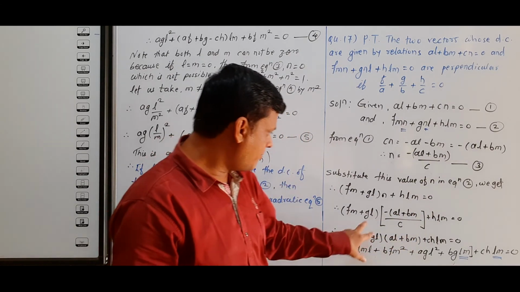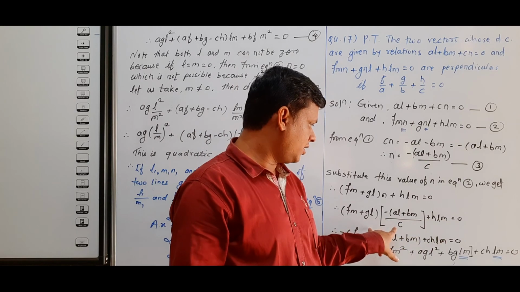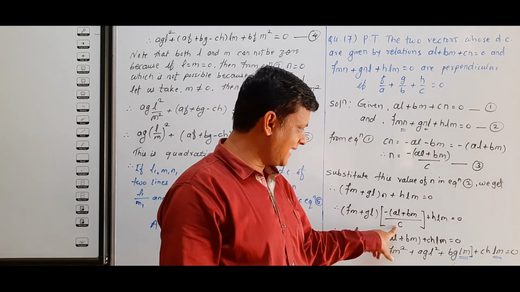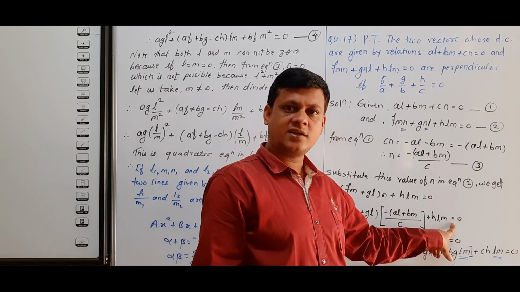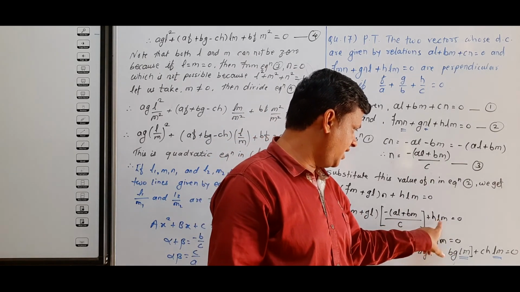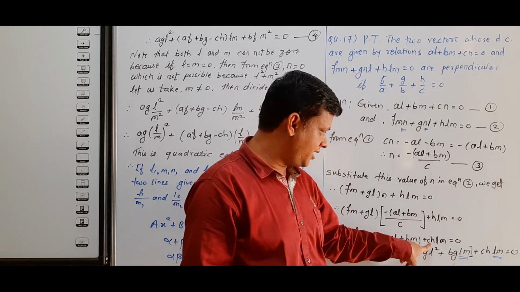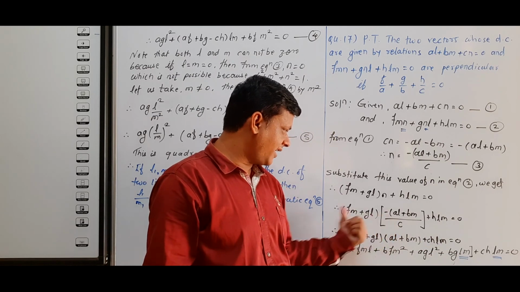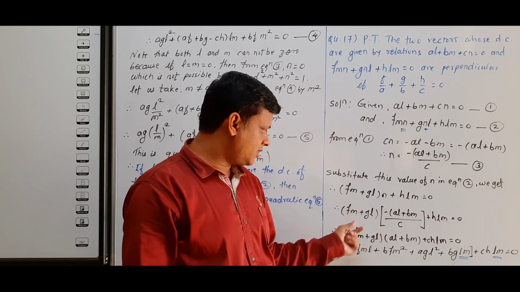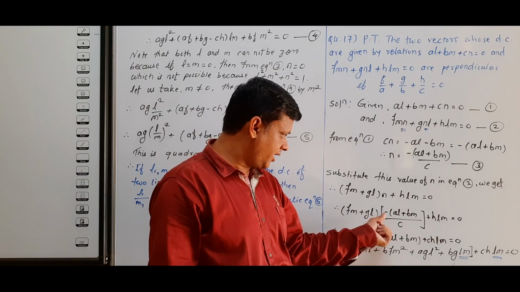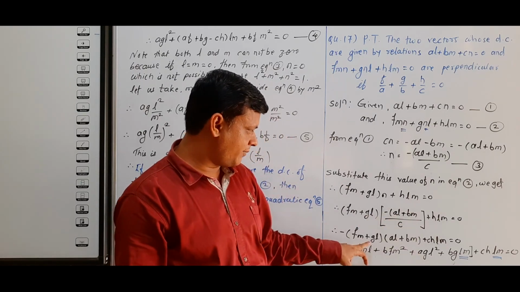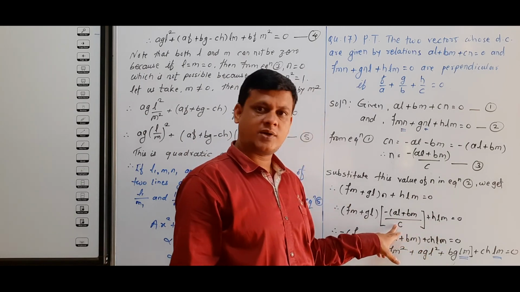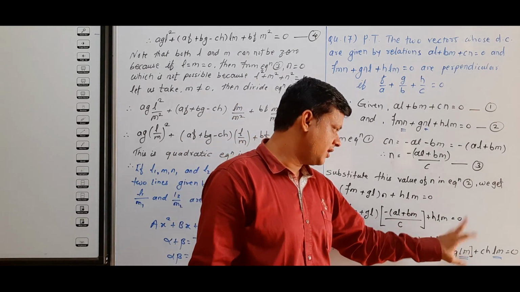Now multiply both terms by c. When we multiply the first term by c, the c gets cancelled, and multiplying the second term by c, we get chlm. So I write here chlm, and we take the minus sign at the first position, then fm plus gl into al plus bm. After multiplying by c we get chlm equals to 0.